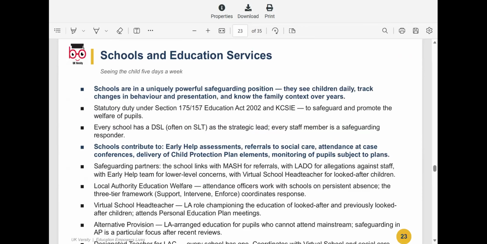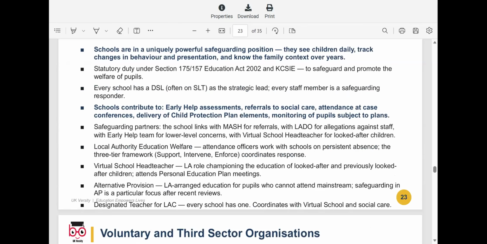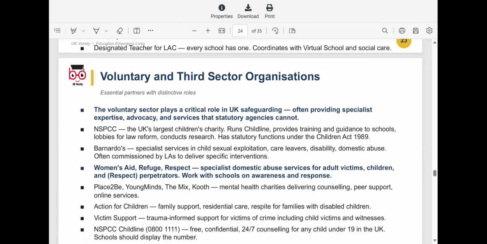School and education services make sure that they are seeing the child five times a week, make sure that the educational needs are put in place, and they have a daily track of the child, and make sure of their statutory duty to safeguard and promote the welfare of the child. You have voluntary and third sector organisations who have a key role in making sure that they are focusing on the child's welfare.